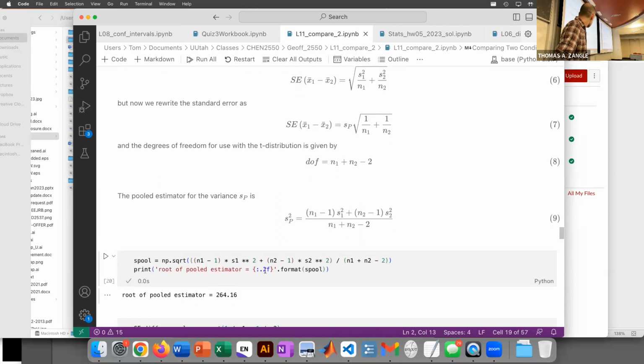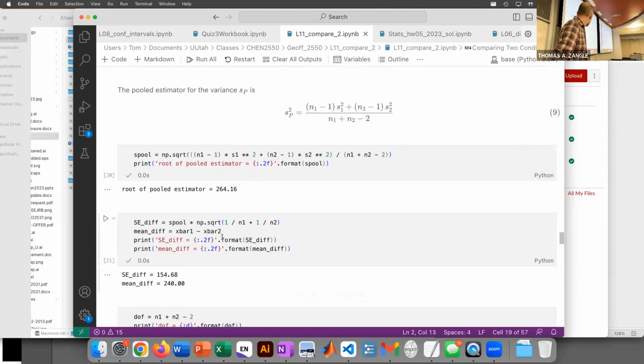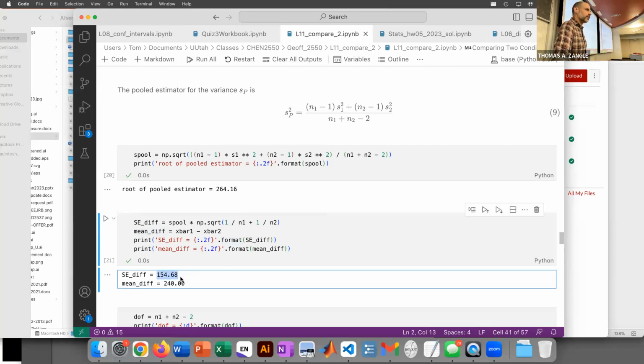So in this case, our pooled estimator, and remember, we're taking the square root of this in order to find the standard deviation. So what we end up with is 264. And now we run through the same process, so from that we can find the standard error of the difference between the means.